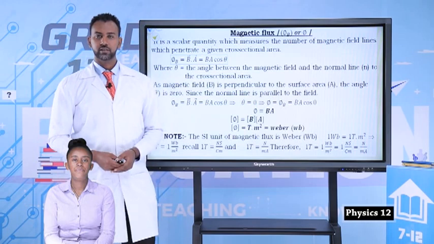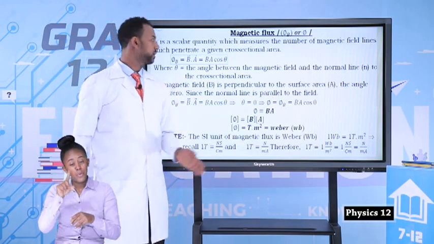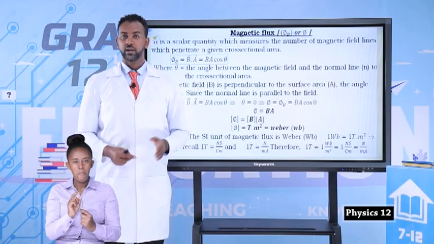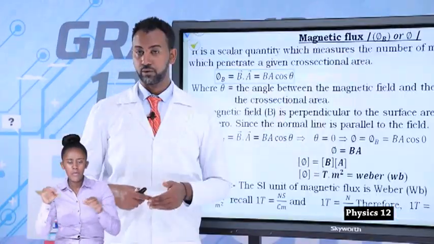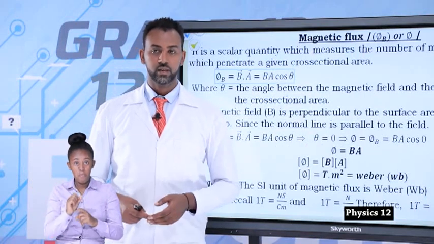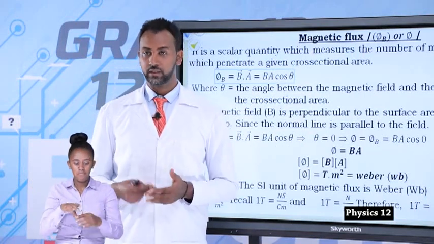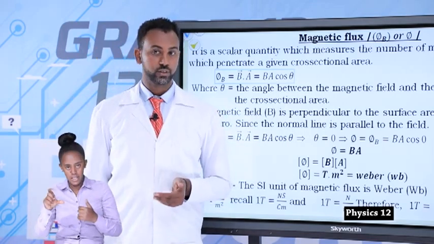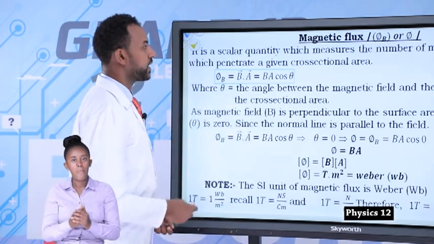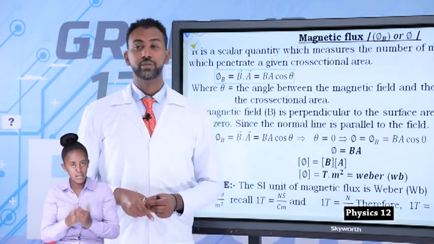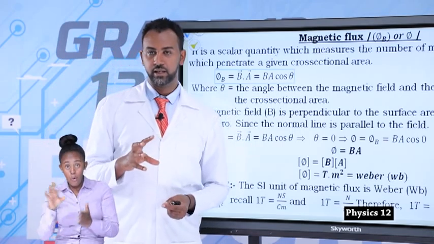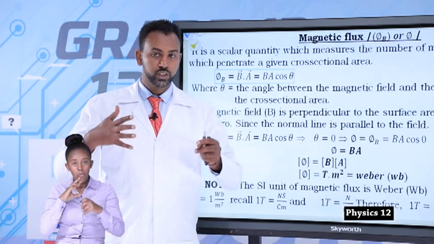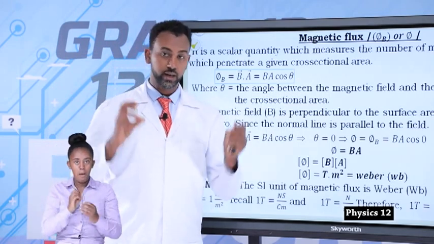Students, the other concept that we should discuss is magnetic flux. Magnetic flux is a very important term. Like electric flux, we also have magnetic and gravitational flux. Usually, whenever there is a field, there is flux. Previously in Unit 4, I hope you have studied electric flux, phi. It is a scalar quantity which measures the number of electric, magnetic or gravitational field lines which penetrate a given cross-sectional area.